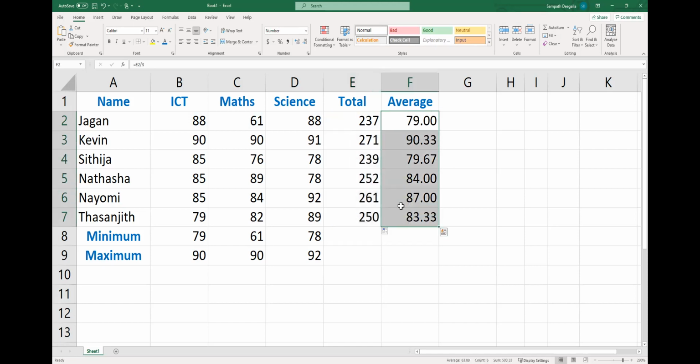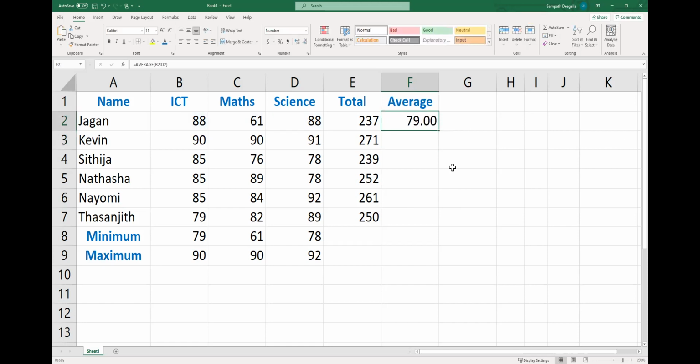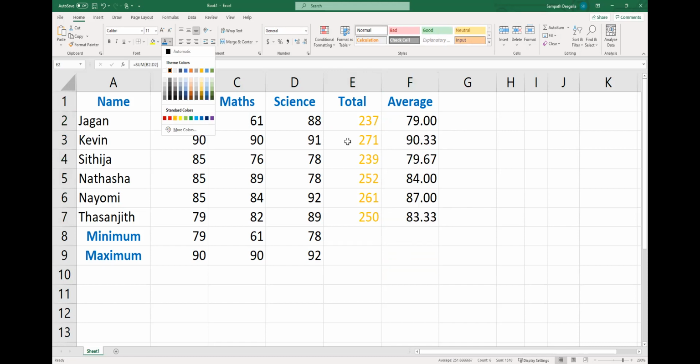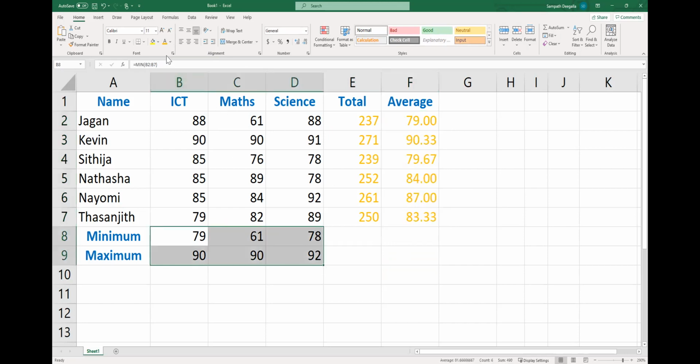Similarly, we have average also. We have a function called AVERAGE. In average also, we can say, okay, go from B2 to science D2. Okay, you can get the values like this. So you see that these values we filled, I'm going to use a different color, using functions available in Excel. We didn't manually calculate. You see, it's very easy.